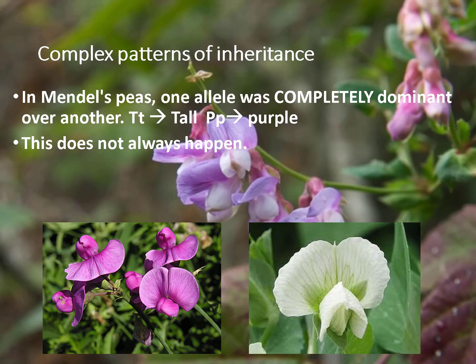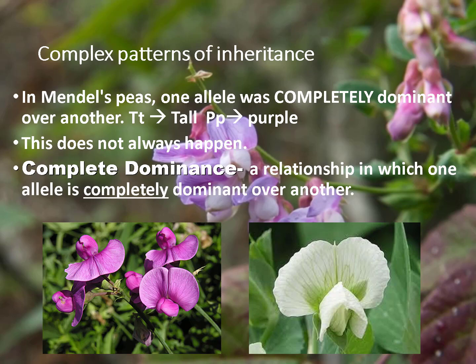There are traits in humans, in plants, in every organism that just have two forms, and that's it. But it doesn't happen as often as you would think based on Mendel's experiment. Anyway, it's called complete dominance. And remember, dominance is when one trait is masking the other.